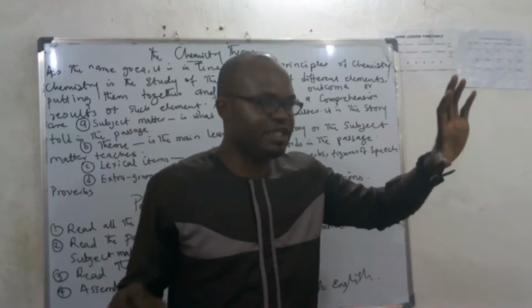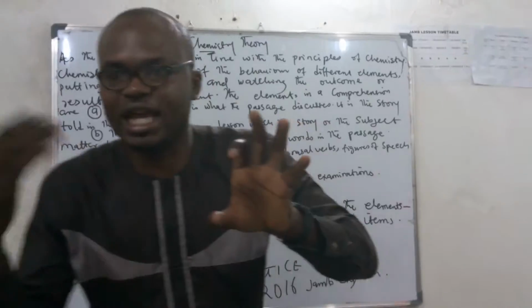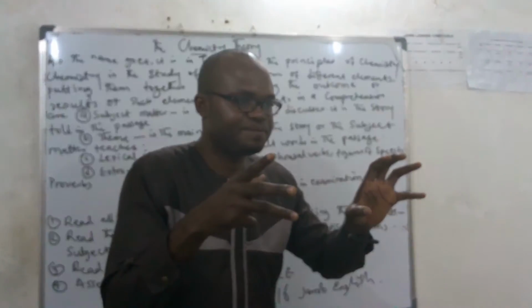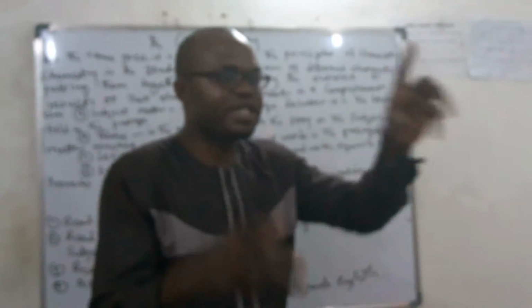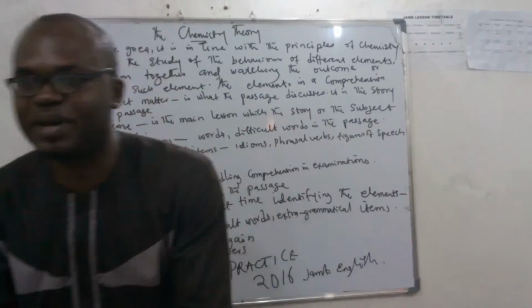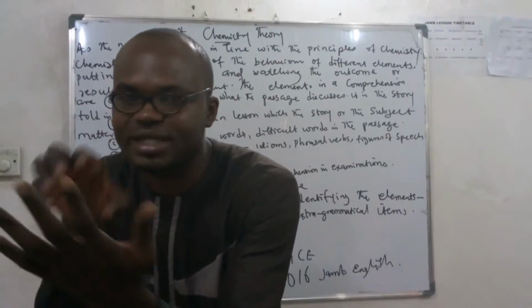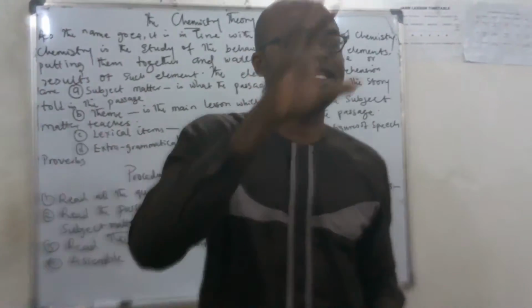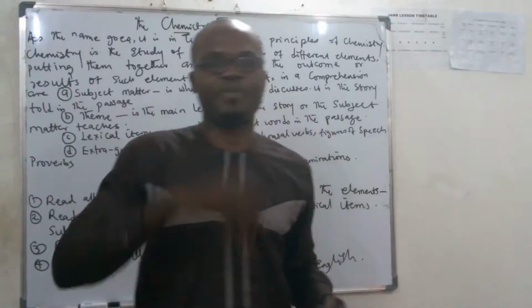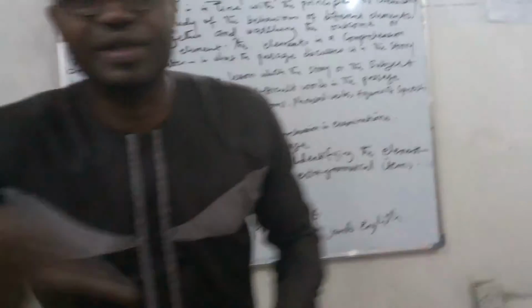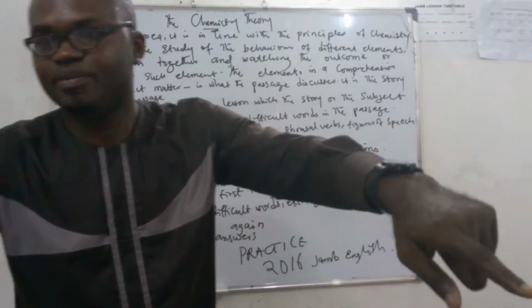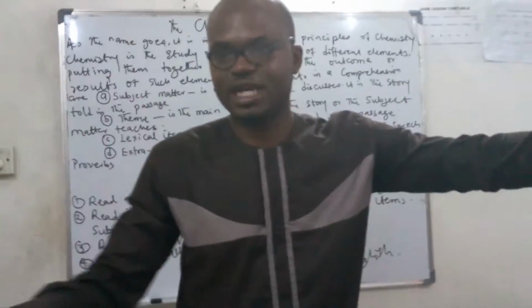Today we are going to be learning about the first one, which is the chemistry theory. As the name implies, chemistry theory uses the same principle as chemistry. You know chemistry as a subject which studies elements, the behaviors of elements. So in chemistry theory, we see a comprehension passage as chemistry, and we study the elements of the comprehension passage. The different elements in chemistry are things like potassium, sodium, chlorine. There are elements in chemistry.